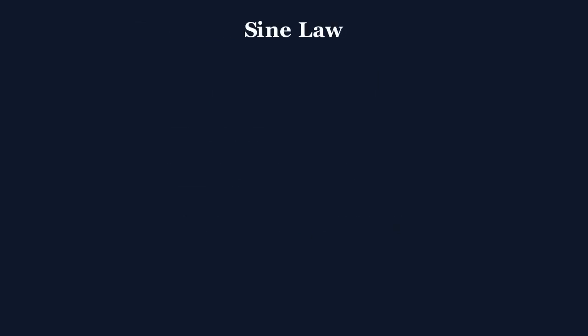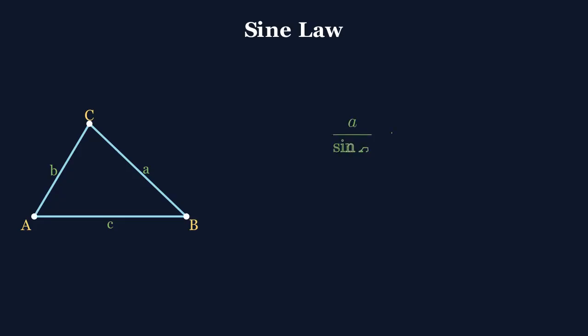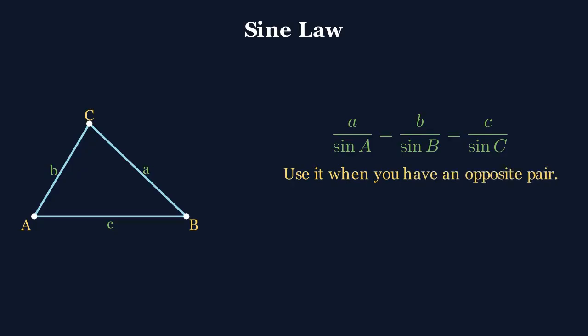First, the sine law. In any triangle, each side divided by the sine of its opposite angle gives the same ratio. So a over sine A equals b over sine B equals c over sine C. Use sine law when you know an angle and its opposite side pair, plus one more side or angle.